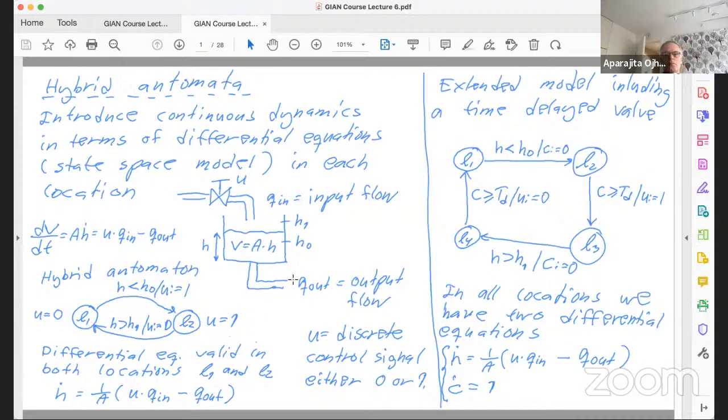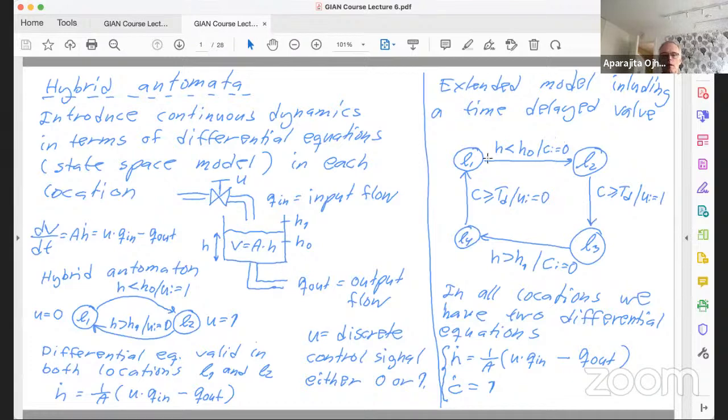But now I simplify and say that I give first an order, open the valve, and then after a small time TD, a small time delay, we say that the valve is opened. This is to introduce a simple dynamic behavior of the valve. So an extended model including a time delayed valve gives us this description.